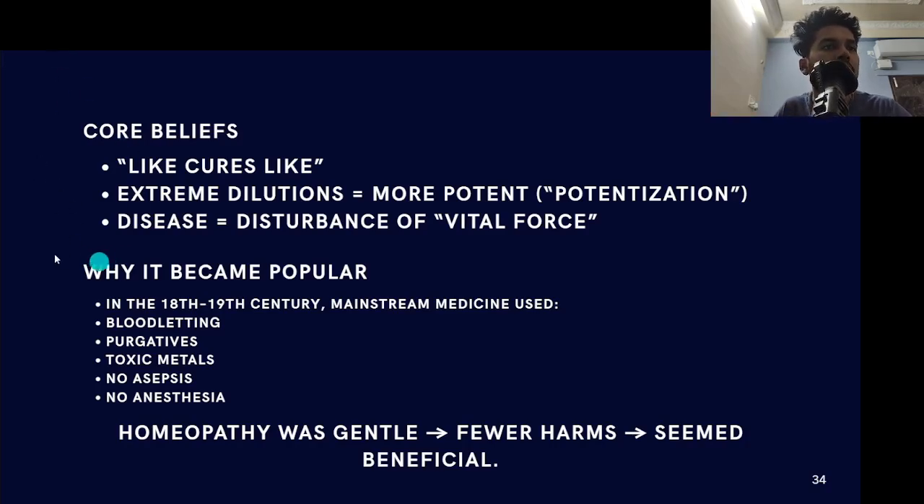and that the state of disease in a person was due to disturbance in the vital force. The reason that this became popular was, in the 18th to 19th century, most of the guys out there were doing crazy medicine, which included bloodletting, purgatives, toxic metals, and there was no idea of asepsis or no idea of anesthesia. How homeopathy comes into this was, it was gentle, it caused fewer harms, and it seemed beneficial.